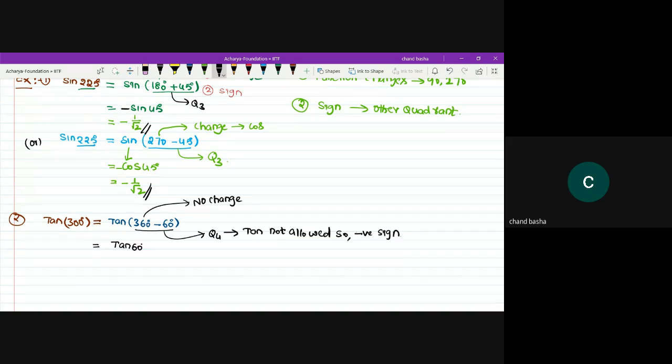I hope you people are perfect at least 50%. If you are perfect in 50%, then I'm happy. I'll try to go to the next example. We'll try to have other questions also.